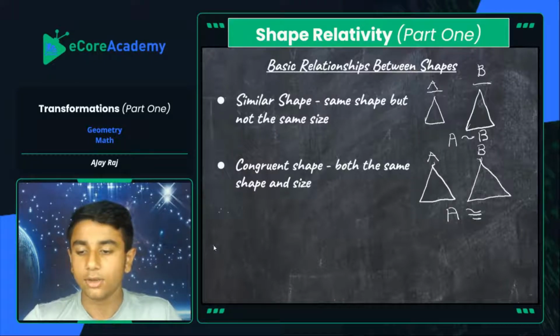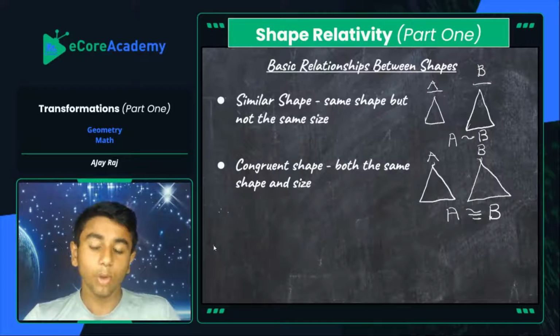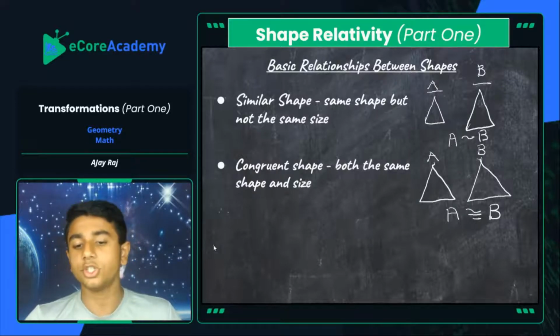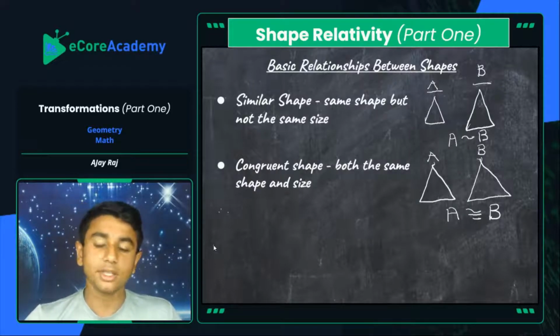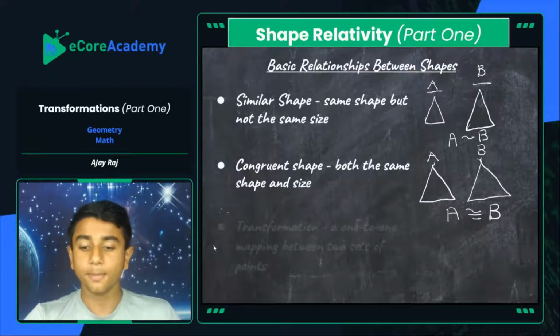So that's how you say congruent. Triangle A is congruent to triangle B. And once you've made that clear, you can see here A is approximately equivalent to B. Since they're both equivalent, those are said to be congruent shapes, and they have the same exact size, but they do not have the same exact position.